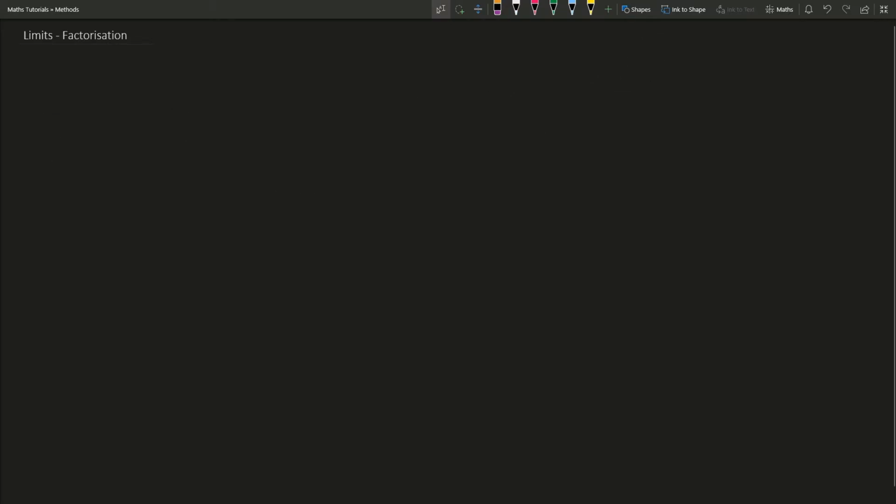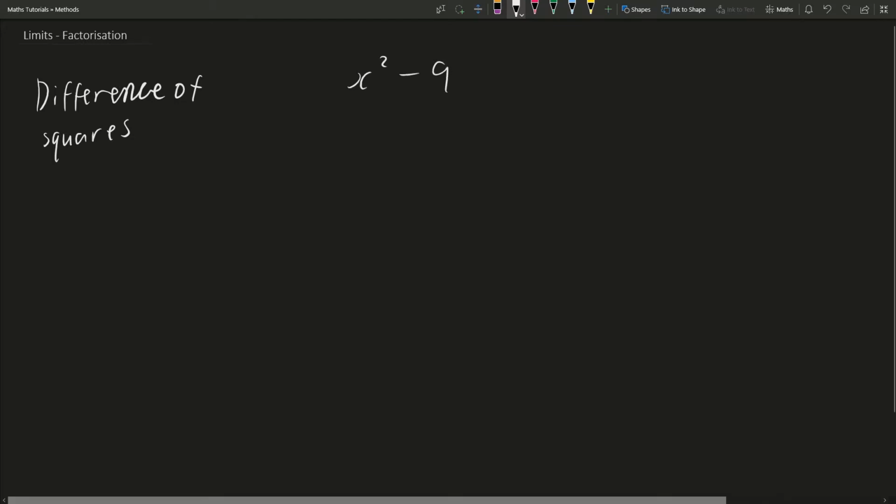Now the final factorization method we'll be covering is difference of squares. So let's say we had x squared minus 9. This is only going to work if you have a negative in the middle. Let me show you why that is.